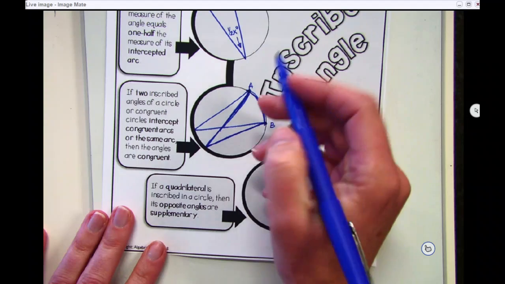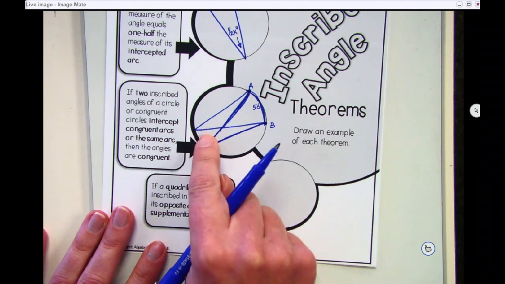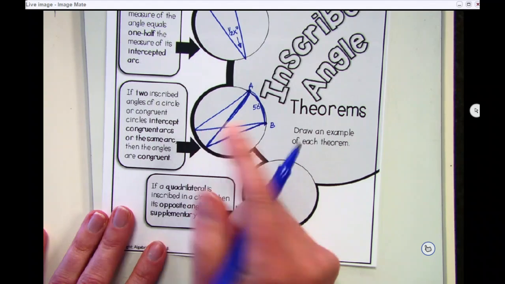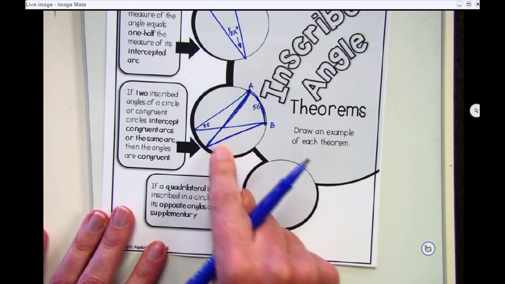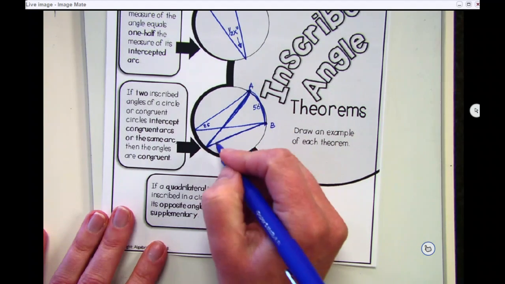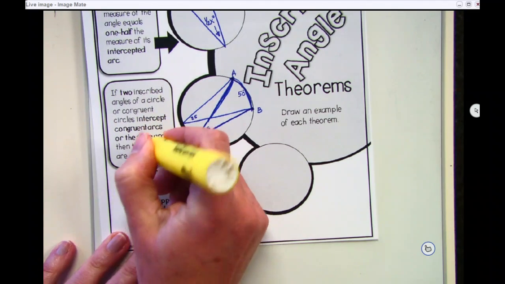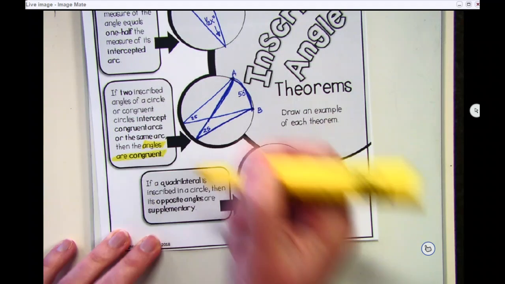So let's look at it this way. If this arc is 50 degrees, what's the measure of this angle? 25. What's the measure of this angle? It inscribes the same arc. It is also 25. So if they inscribe the same arc, guess what? The angles are the same. They have the same measure. They are congruent.